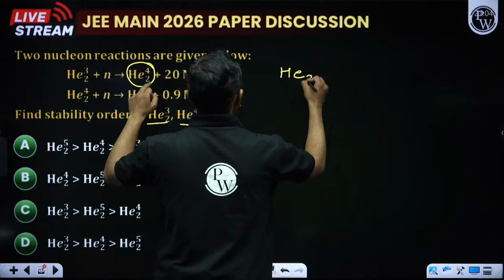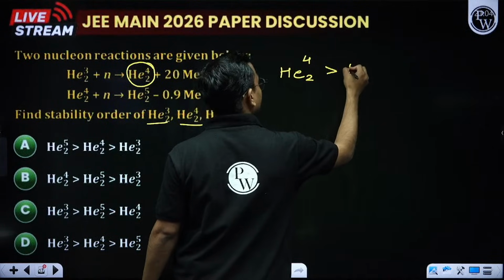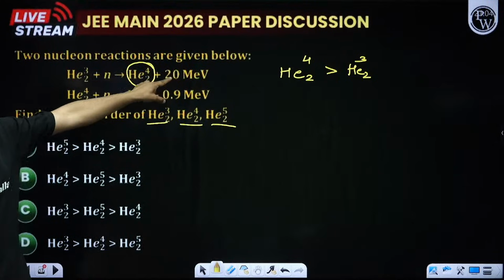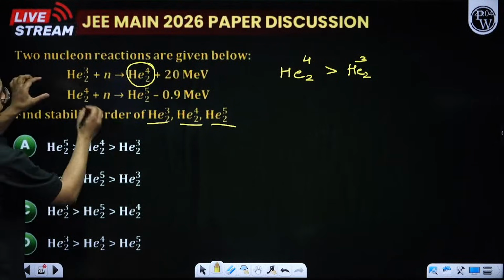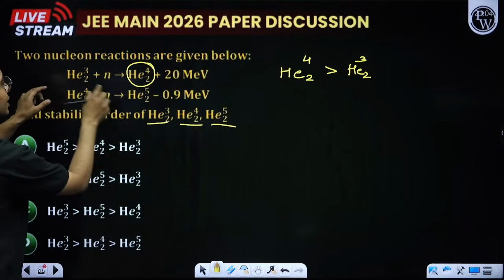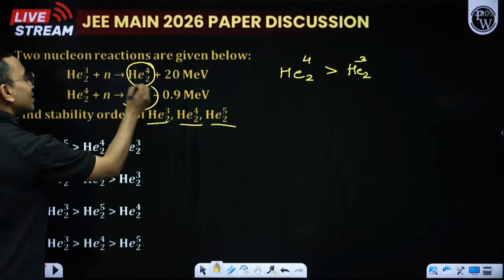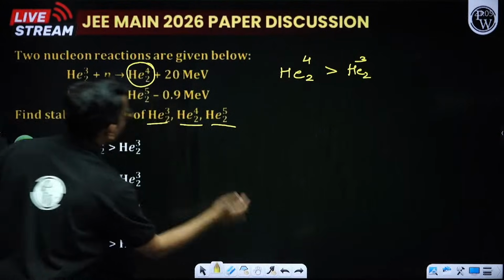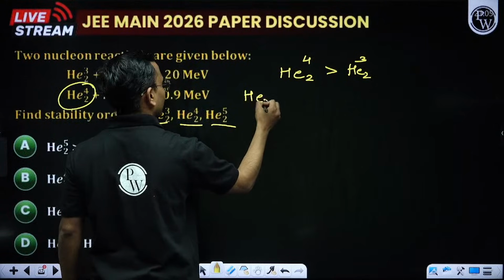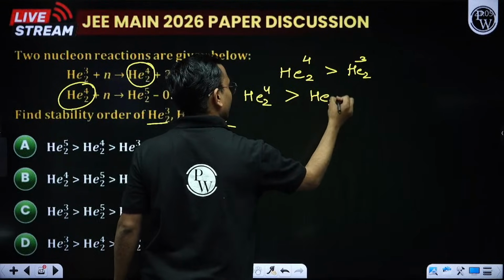So my He2 4 is more stable than He2 3. Why so? Because it releases the energy to become that. Now, here this released energy is negative. It means it absorbs the energy to become this. It means what? This is less stable. This is more stable. So I can say here He2 4 is basically more stable than He2 5.